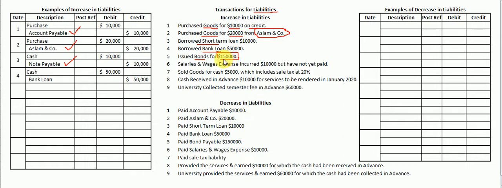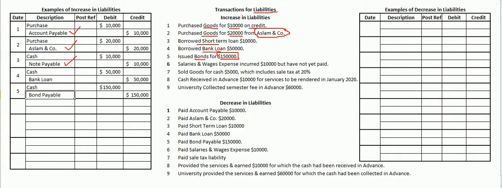That is why a loan raised through the instrument called bonds is called bond payable. So in this transaction, you have to debit when you issue the bond. It means you are receiving cash, or if you're using a bank account, you have to debit the bank, and how much? $150,000. And you have to credit what? Bond payable, $150,000.